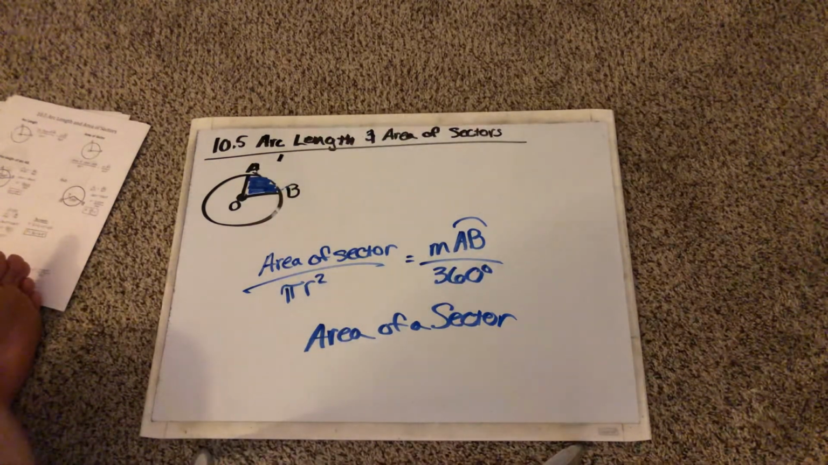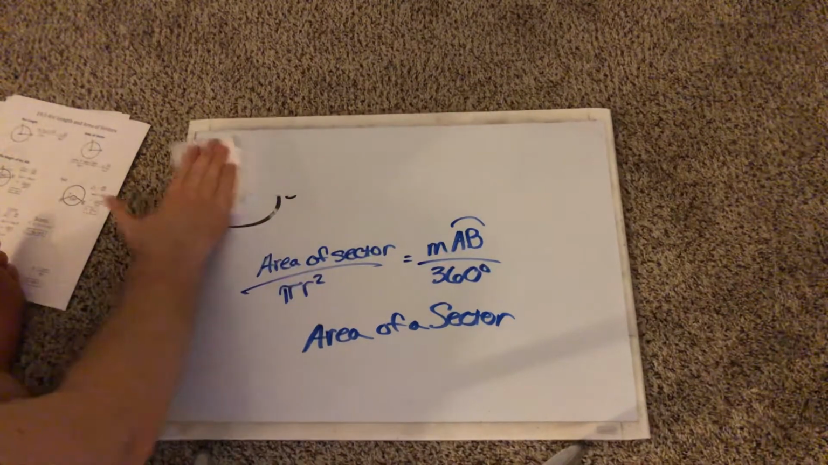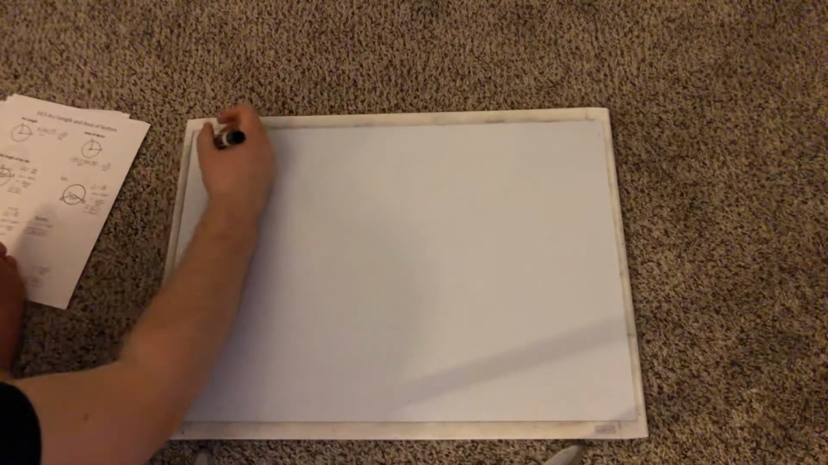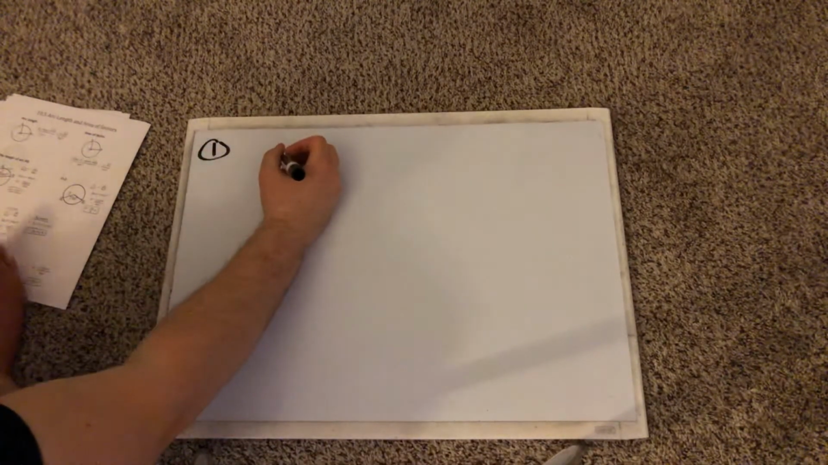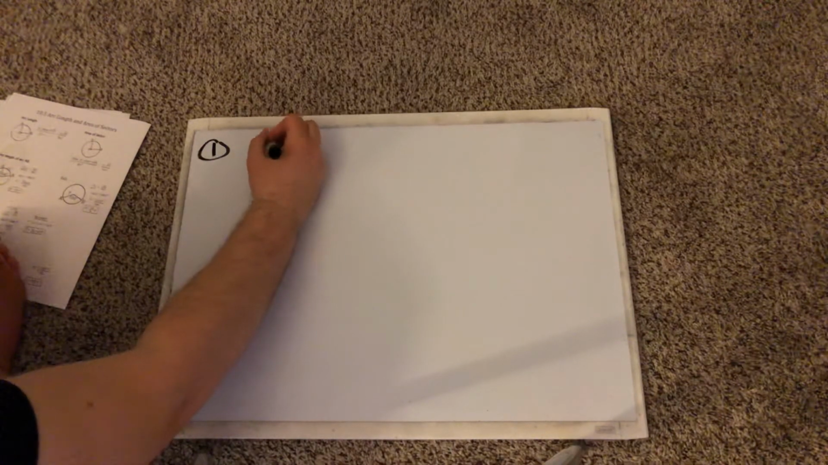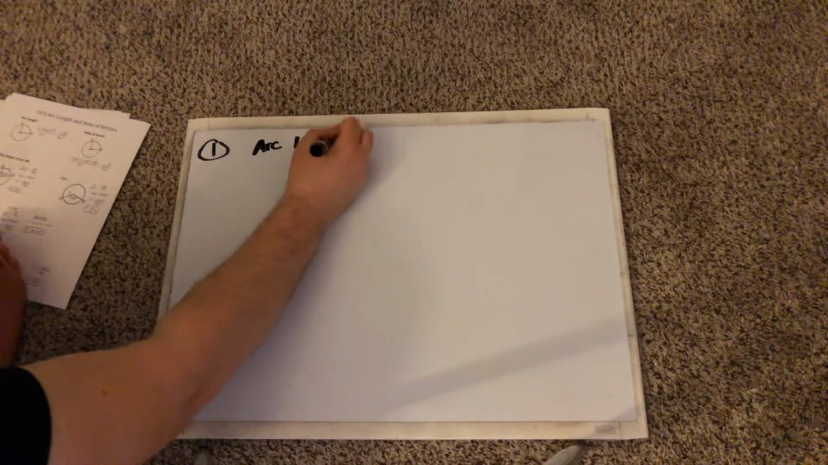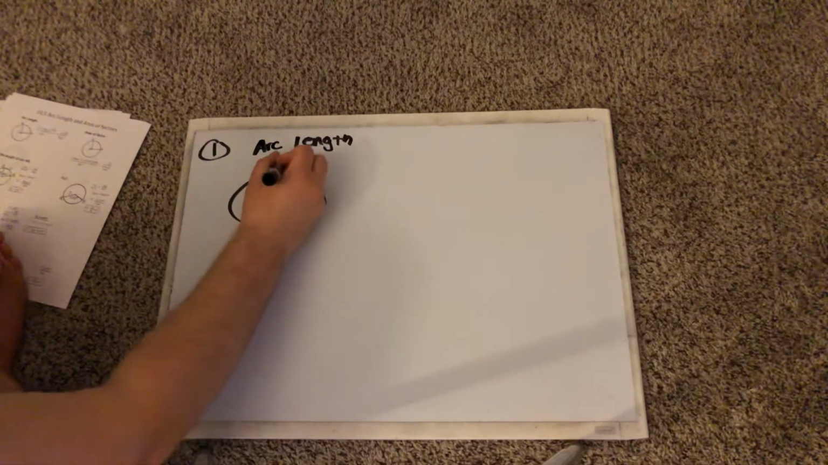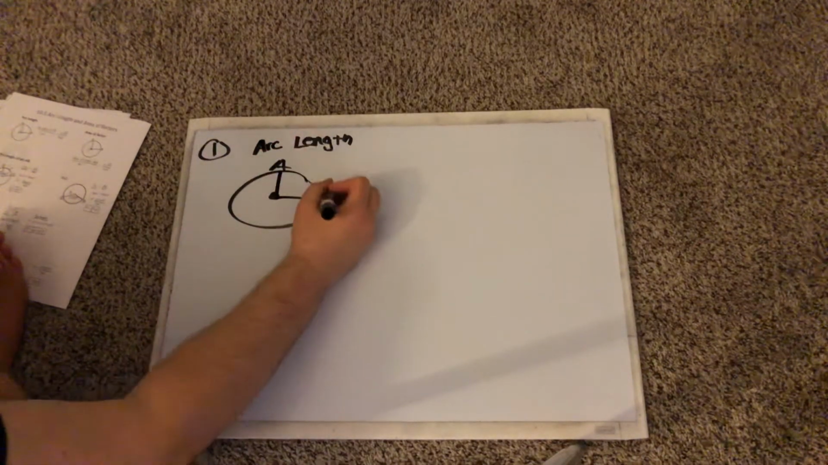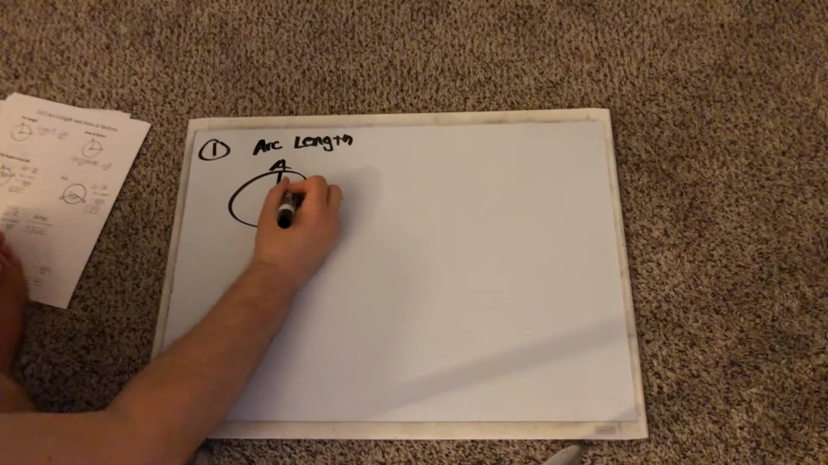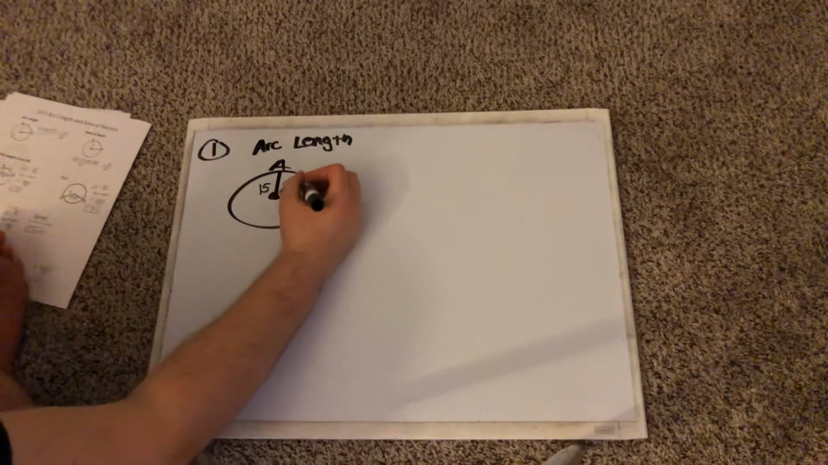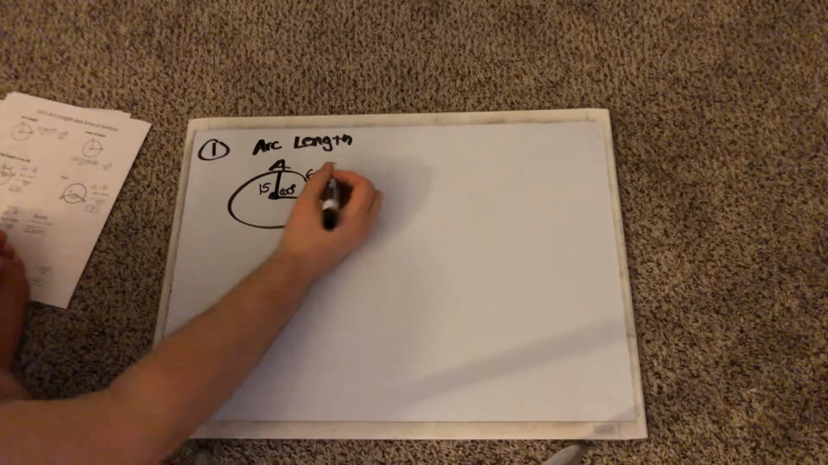Alright. Let's try number 1. We're finding arc length. We have a circle, A, B, this is 60 degrees here, this is 15. If this is 60 degrees, that means this has got to be 60 degrees.